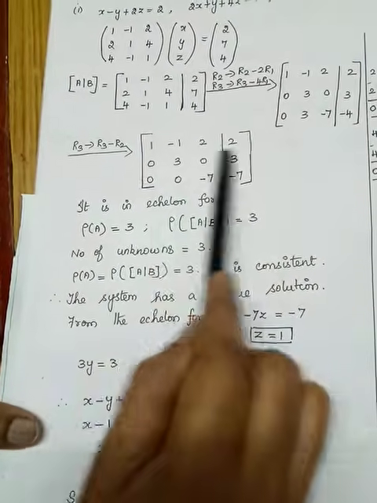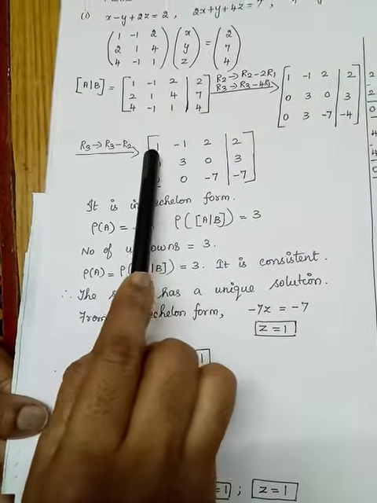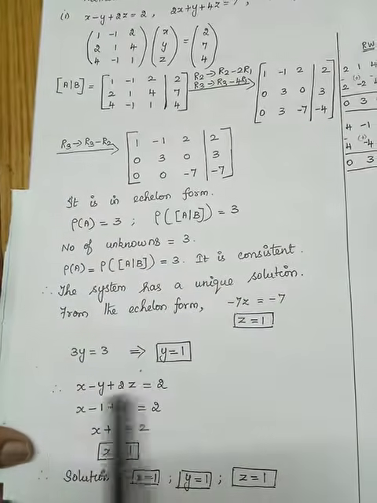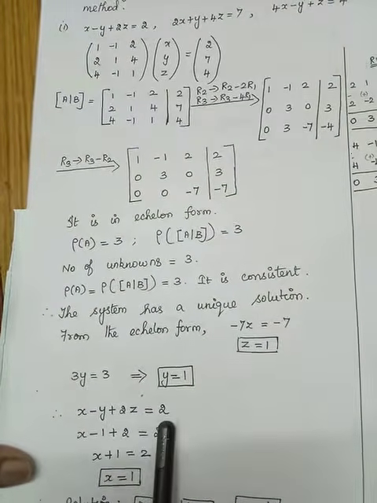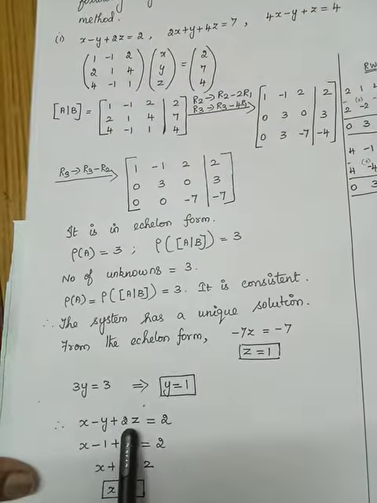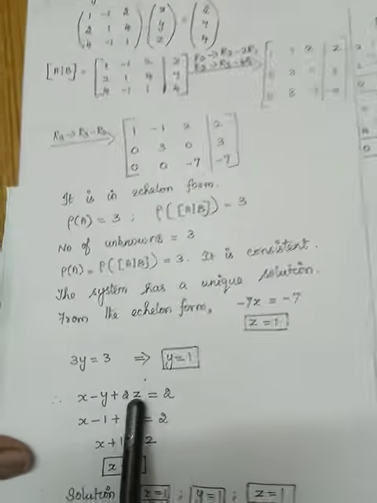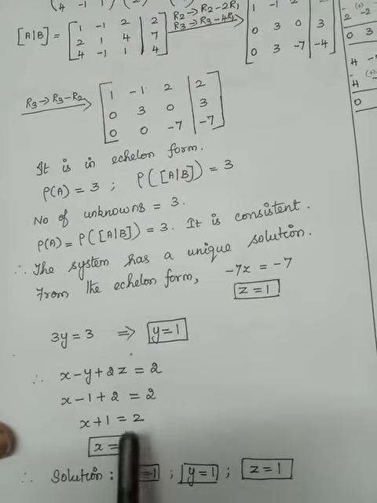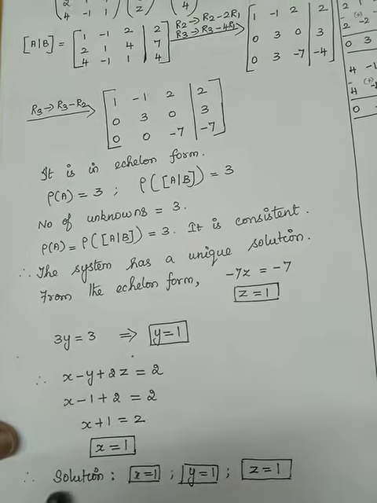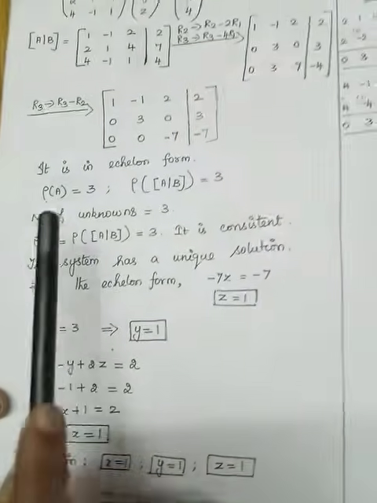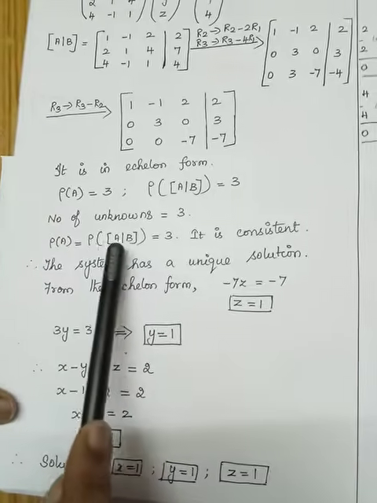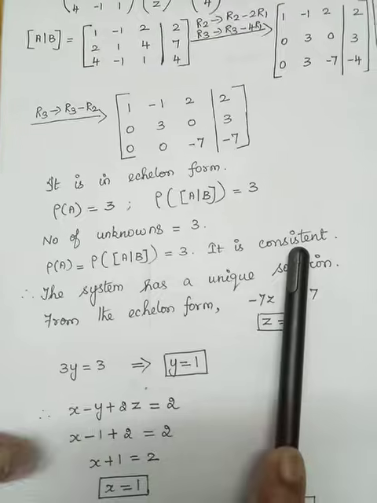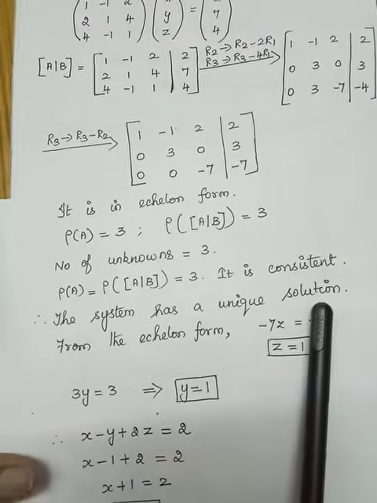In the same way, go to the first row. Here you are having X minus Y plus 2Z is equal to 2. Substitute the values of Y and Z here. Y is 1 and Z is also 1. When you substitute, you will get X plus 1 is equal to 2. X is equal to 2 minus 1, that is equal to 1. So we have found the solution. Rank of A is equal to rank of AB is equal to the number of unknowns, which means the system is consistent, it has a unique solution.